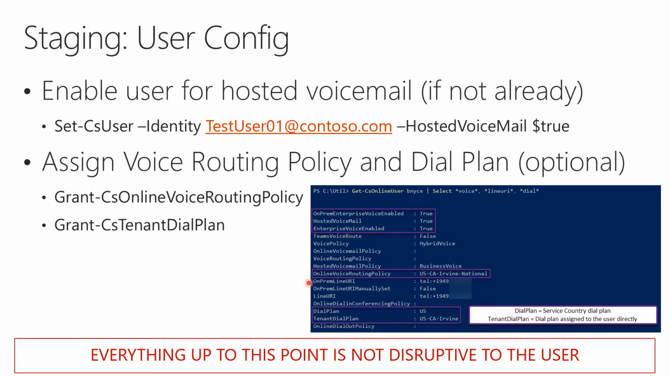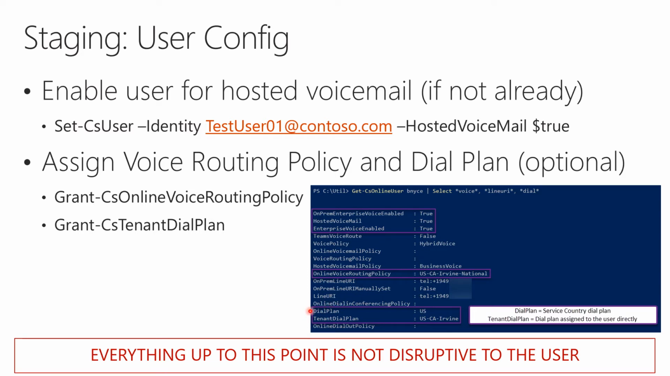You can see here that the line URIs are set, right? This on-prem line URI, this is the phone number that's assigned to the user in Skype for Business server, right? That got replicated up via Azure AD Sync. That shows up not only here in on-prem line URI, but we also then copy that into this line URI attribute as well. And then finally, you see here my dial plans, right?